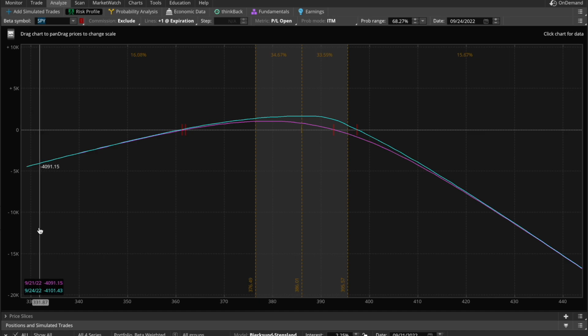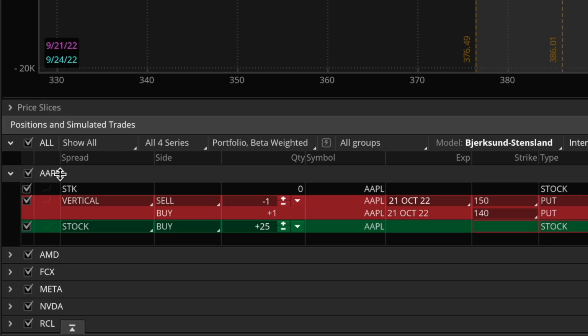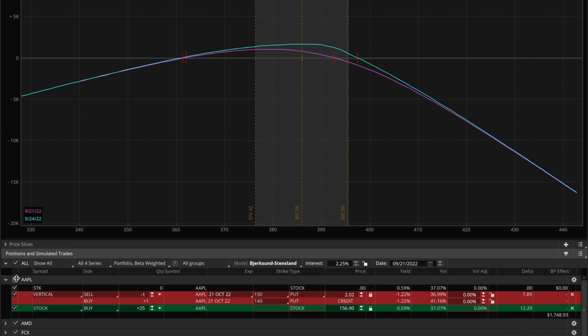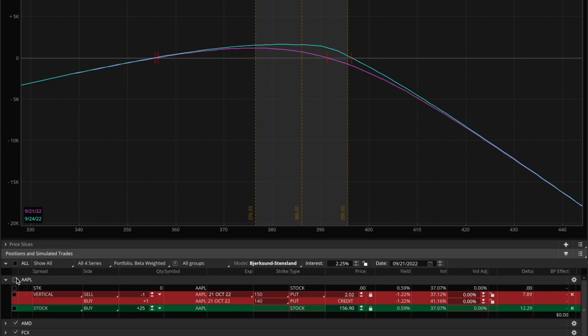But also here, I can come down below and toggle on or off any one of my current positions, including this hypothetical Apple trade, and see how it's going to impact my overall portfolio. So real quick, I'll toggle off my Apple trades here. And there you go. You can see my entire portfolio just shifted a little bit.